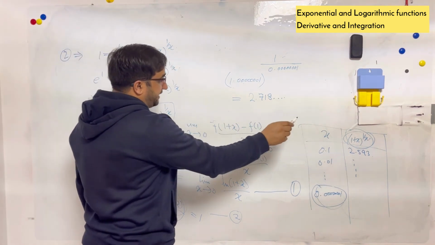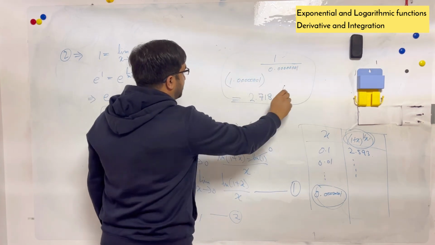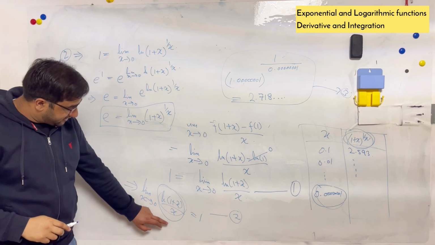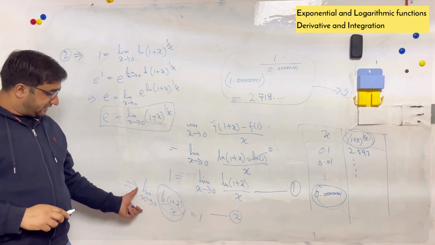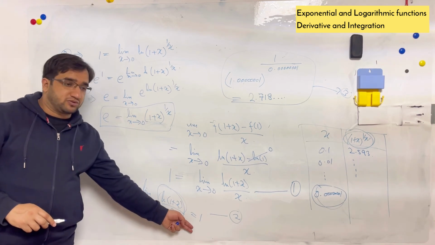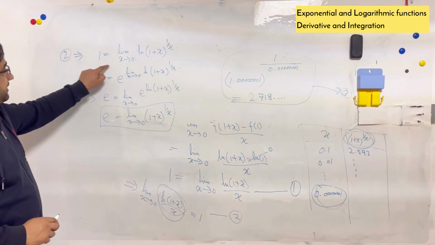Anyways, for the time being, assume this is the answer. So this is equation 3. Now go back, look at this equation. We proved that limit x approaching 0, natural log of this guy divided by this is equal to 1 according to those derivatives. Now this thing I have written here.